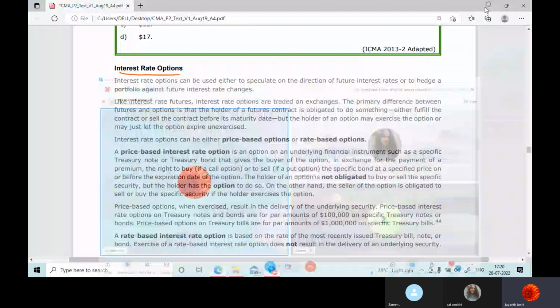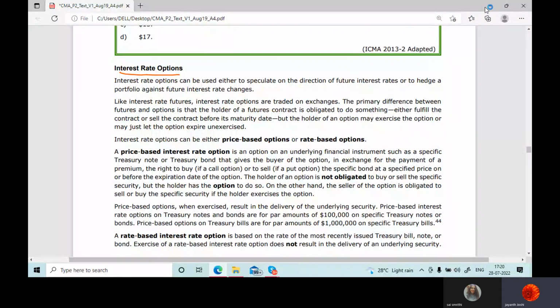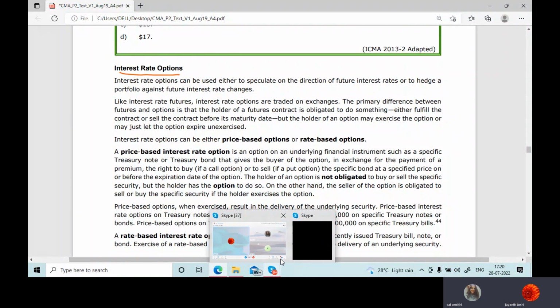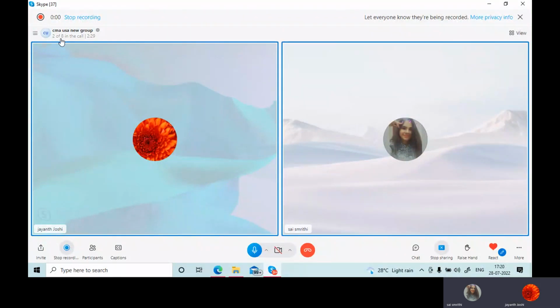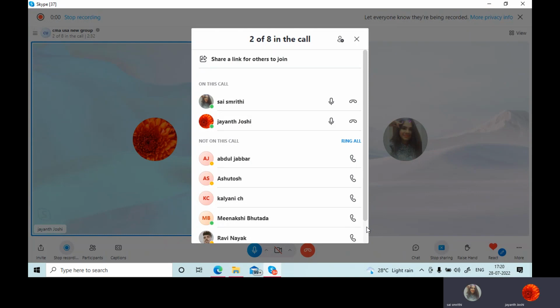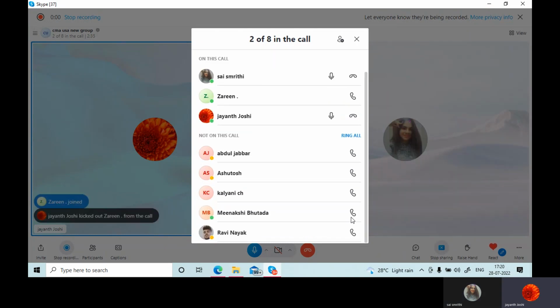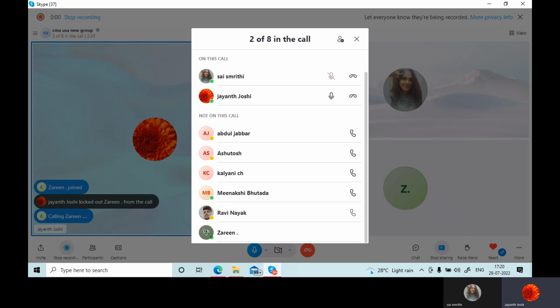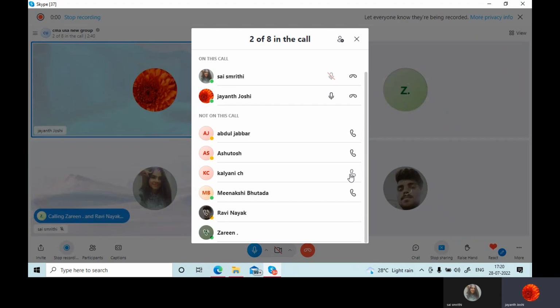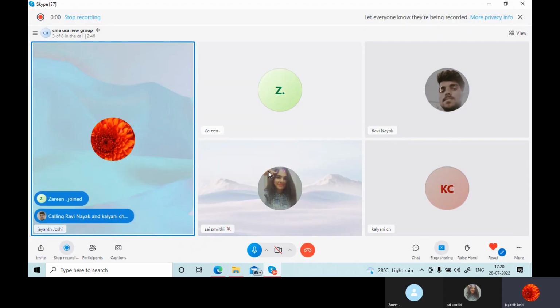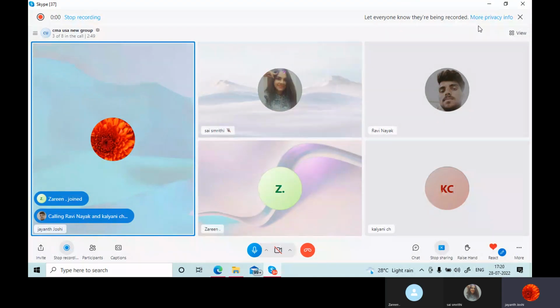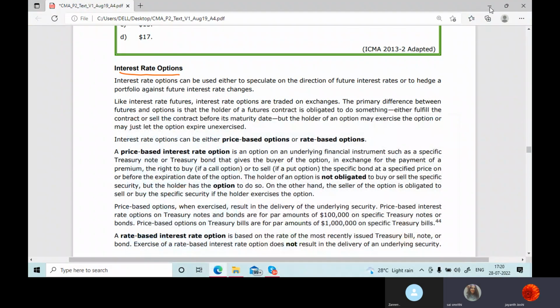Just a second, I'm sharing the screen also. Can you see the screen? Please confirm. Hello, can you see the screen? I can see the screen, sir. Okay. Yeah, so you can see the screen now. Yes, sir. Yeah, let's start.